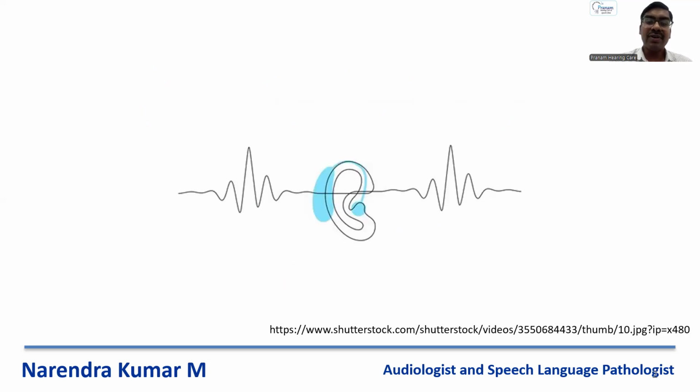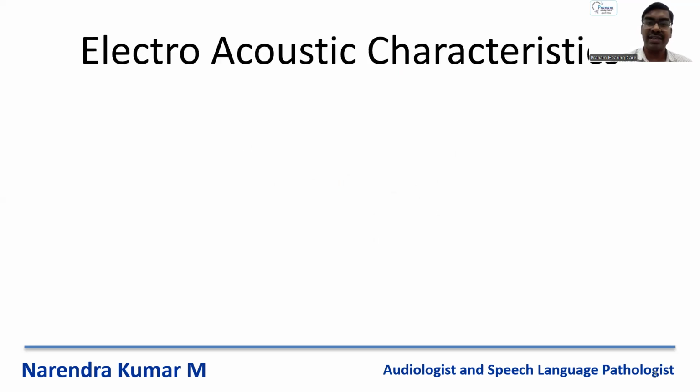Hearing aids convert the acoustic energy from the acoustic environment into electrical energy. This electrical energy is modified based upon the gain settings and the various parameters we feed into the hearing aid fitting software. Then again, this modified electrical energy is converted back into acoustic energy for the person to hear the sounds. This multiple conversion of acoustic energy into electrical energy, and again electrical energy into acoustic energy, alters the physical properties of the sound. Hence, it is important for us to learn the electroacoustic characteristics of each and every hearing aid.